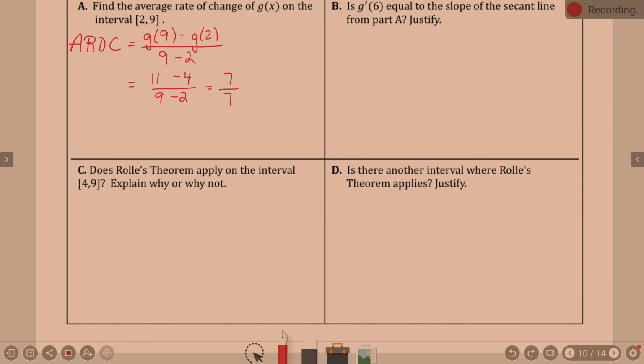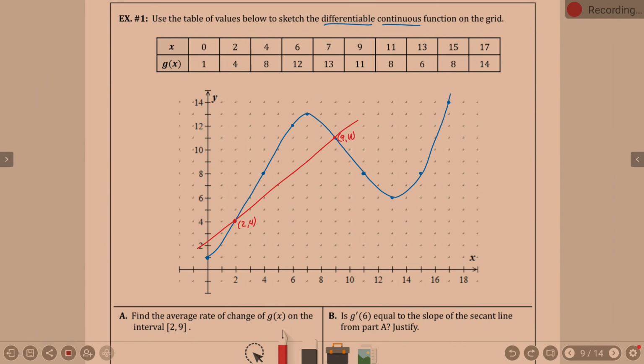Seven over 7, which is 1. Does that look like a 1? Close enough. Not bad. And here's what I'm checking: does my rise over run look like up 1 over 1, up 1 over 1? I'll take it. I'll take it for a BenQ drawing.